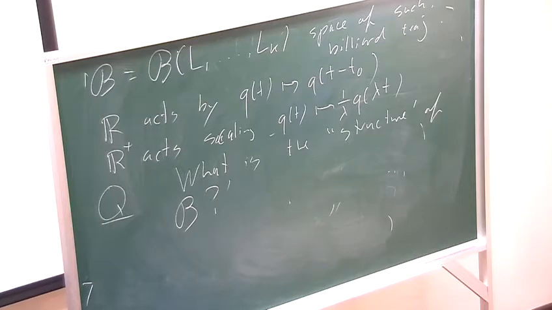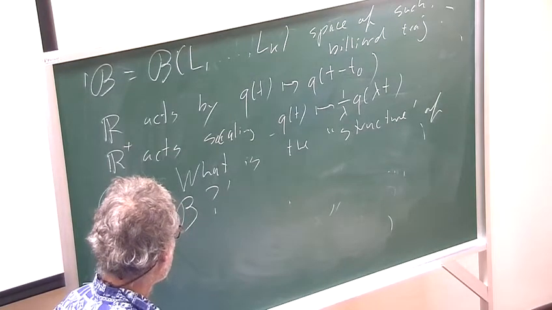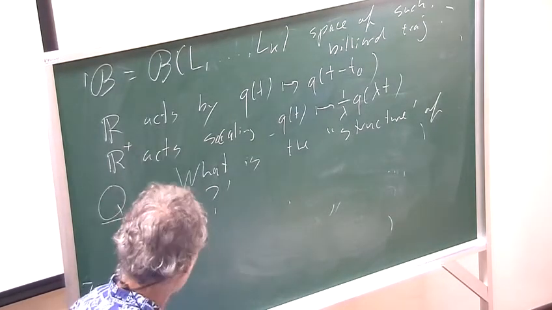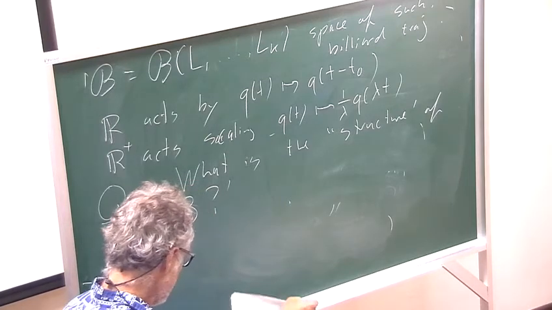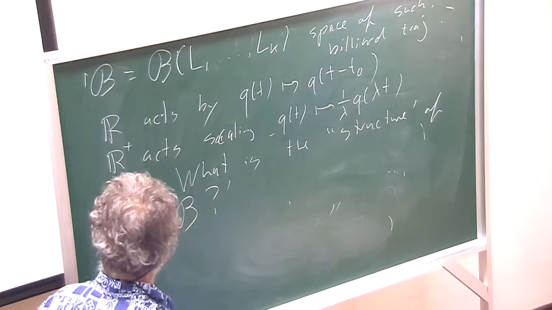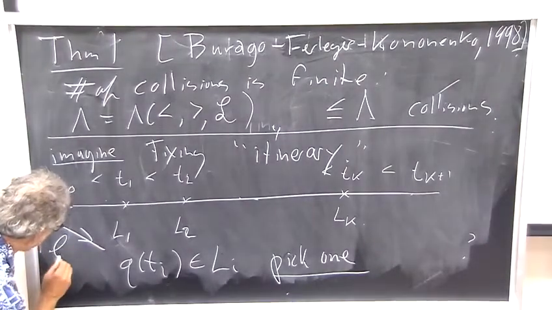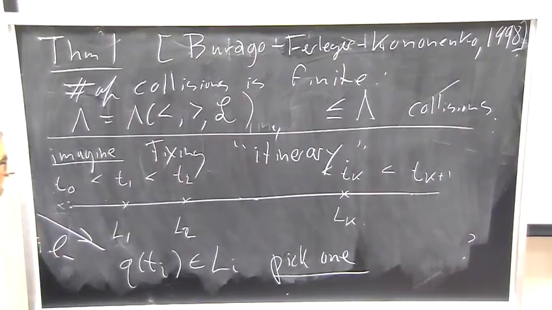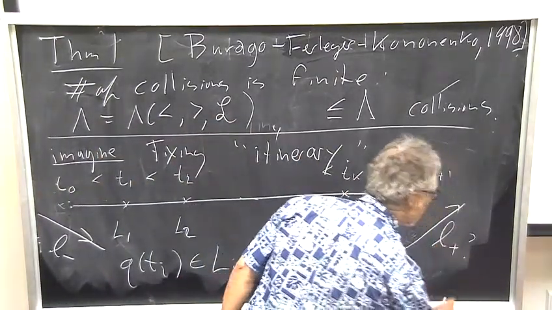Okay, what's the structure of B? That's the question that Andreas asked me to work on, and so maybe the best way to explain it is to look at over here. There's no collision. So there's an initial line coming in. I'm going to call that L minus. There's a line coming in, and over here there's a line going out.